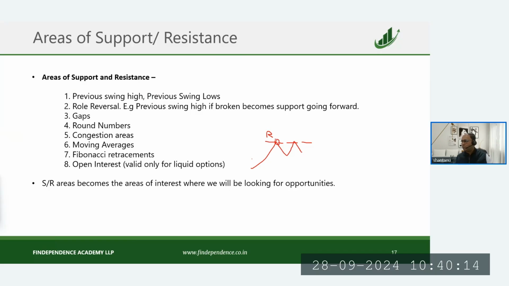Now, if prices move upwards from here, from this point onwards, the same resistance level, which until this point was a resistance level, starts acting as support from now on. Once a breakout happens from the resistance level, that level will act as support. So this is called role reversal.